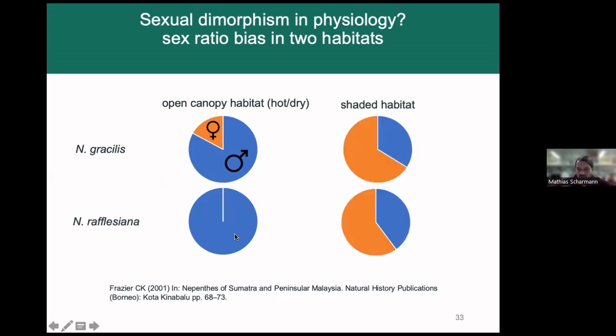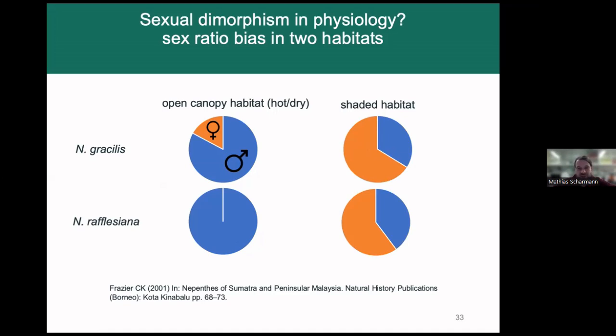Whereas if you walk a few meters away into the shaded forest, the sex ratio is reversed. Then in the shaded forest, there are much more females than males in both species. So that indicates that male and female do have some kind of different physiology, but we know very little about this and why that is the case.